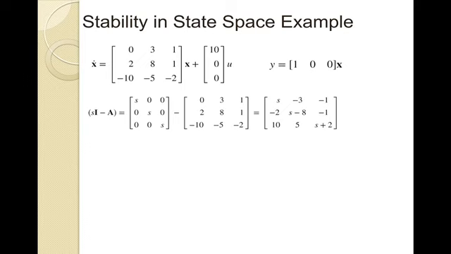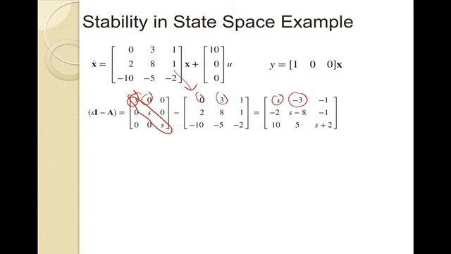So S times I, the identity matrix here, has 1s along the diagonal, but we're going to multiply that by S, so now we have S on the diagonal. I'm going to subtract from it the A matrix, so that just brings down my A matrix. And then I'm going to go term by term. So the first term here, I have S minus 0 is S. I have 0 minus 3, so that's going to be minus 3, and so on and so forth.